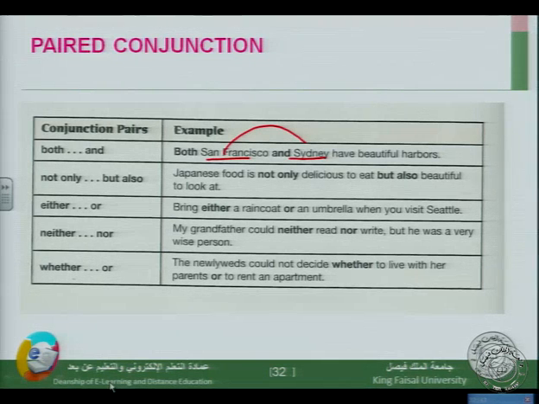Japanese food is not only delicious to eat, but also beautiful to look. Notice, adjective with adjective. To eat, to look. So this is how the paired conjunctions can join the same structure.